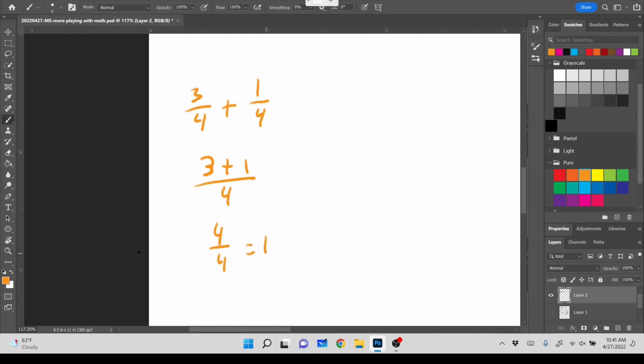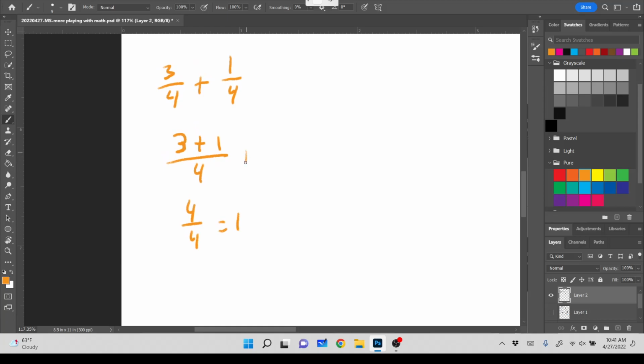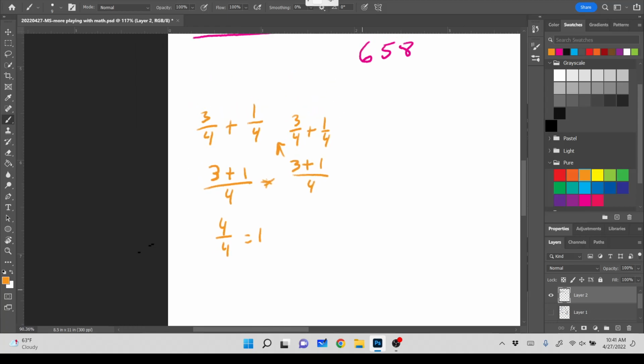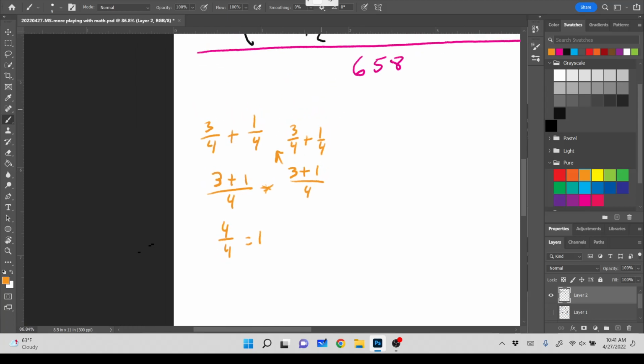So if I was to kind of undo it from this point, then I can rewrite 3 plus 1 over 4 as 3/4 plus 1/4. If I was to undo it and go back, right? Does that kind of make sense? Sure. Well, and sometimes you just have to do things. Like on our example up above.